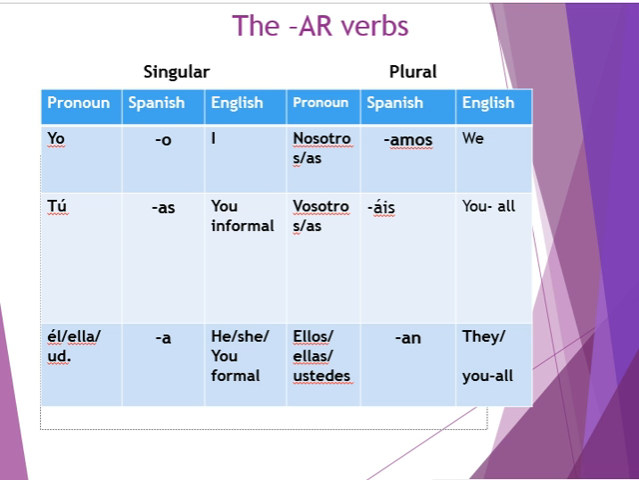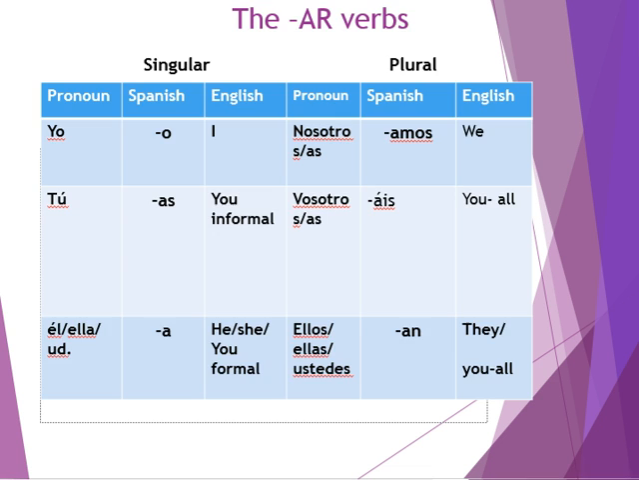Now let's look at the verb chart that we will use to change the AR verbs. For the yo form, we are going to take off the AR of the verb, which is leaving us with our stem, and we're going to put an O. For the tú form, we're going to add an AS. For the él, ella, usted form, we would then add an A. For the nosotros form, we would add AMOS. Vosotros form, we would use A with the accent, IS. And then for the ellos, ustedes form, we would use an AN. So let's now see this in motion.